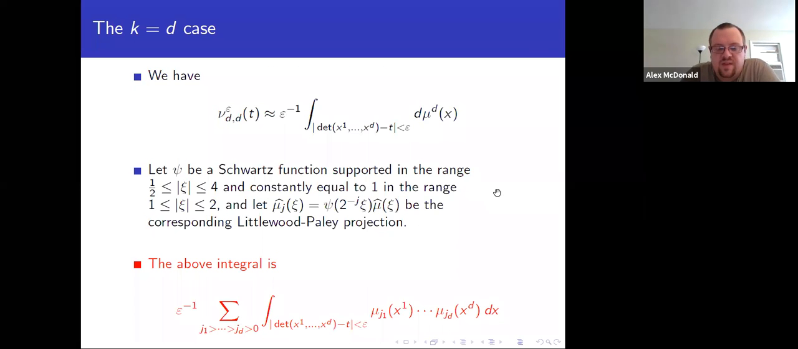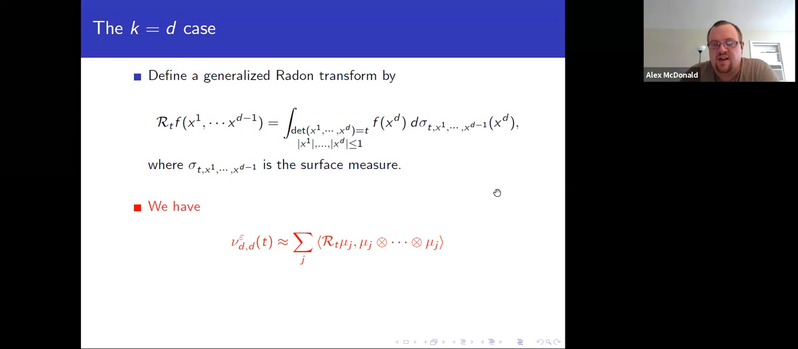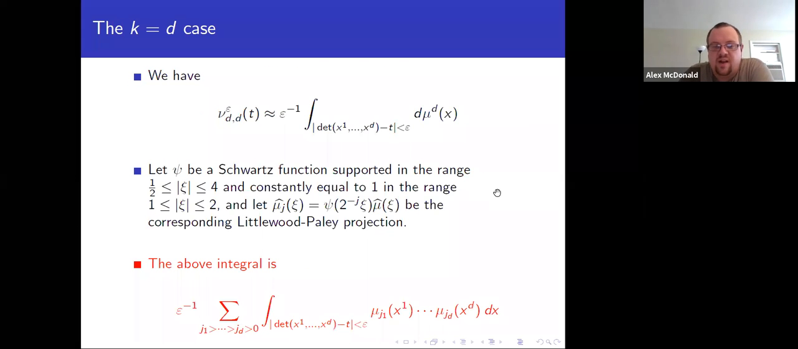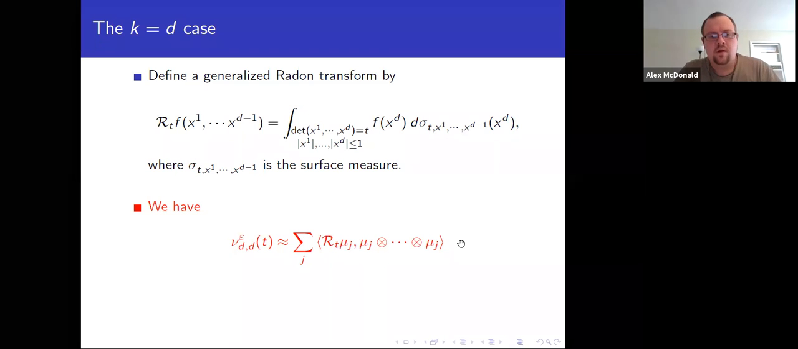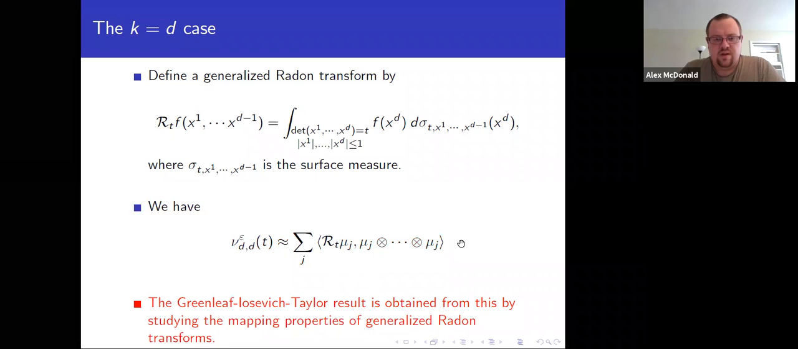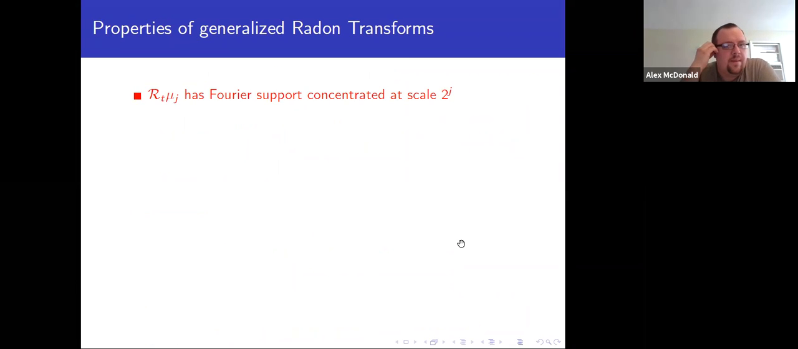So in this expression, when you freeze the sum and look at the integral, if you run the integral in xd, you get a generalized Radon transform of the kind I just defined, and then you have mu1 through mu d minus 1, each in a different variable. This is an inner product of that generalized Radon transform with this tensor product. The idea is that we study the mapping properties of these generalized Radon transforms and use them to bound this inner product with Cauchy-Schwarz.